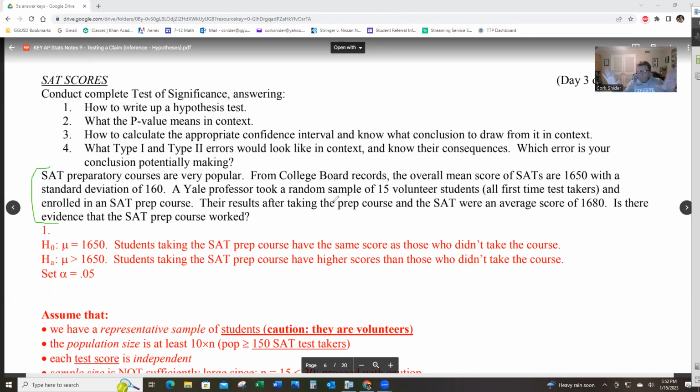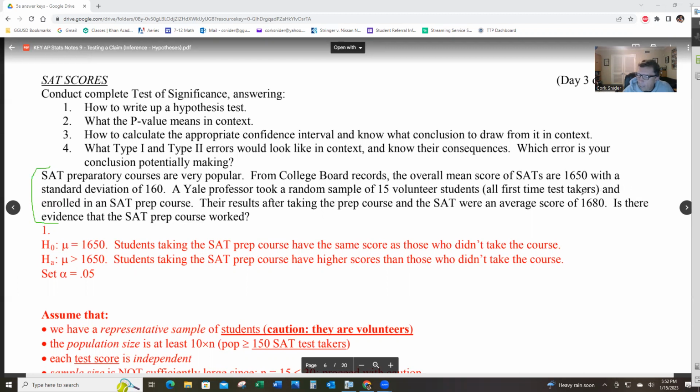By the way, this data is completely made up, unlike the other one. All were first-time test takers and enrolled in an SAT prep course. Their results after taking the prep course and the SAT were an average score of 1680. Is there evidence that it worked?